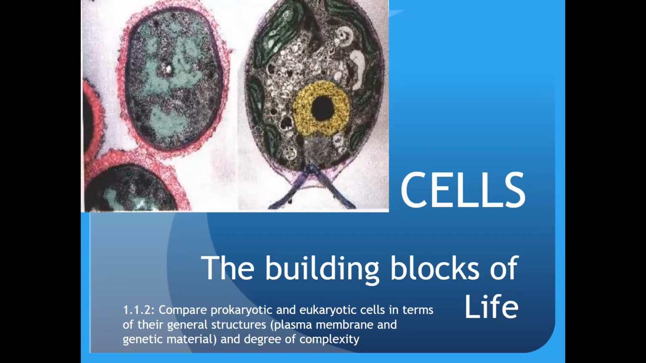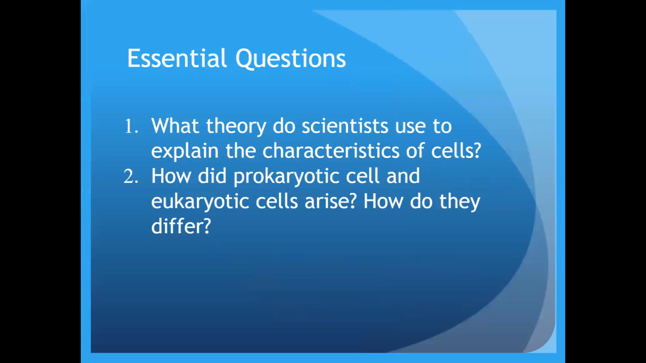So we're going to talk about cells today. Unit 2 is opening up the world of cells. So our essential questions for this lesson are, what theory do scientists use to explain the characteristics of cells? And how do prokaryotic and eukaryotic cells arise? And how do they differ? So we're going to walk into the world of cells today.